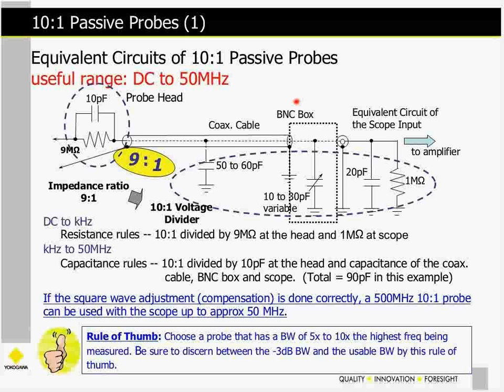So this probe might be useful to around 50 megahertz. At 50 megahertz, it would have very little attenuation, so very little error, and you could expect very accurate shapes or waveform fidelity of your measurements as well as amplitude.